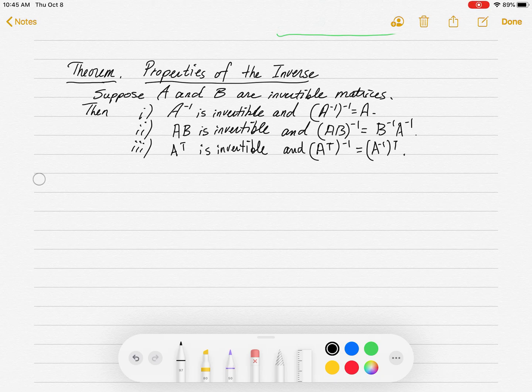So we're looking at invertible matrices. This is video 3 in the series. And we want to look at a theorem that tells us properties of the inverse. Now, these are 3 important properties of the inverse.